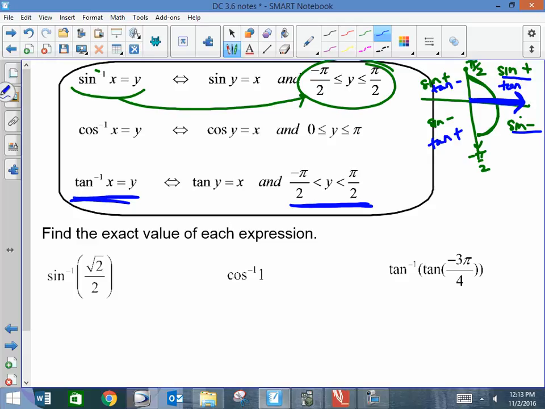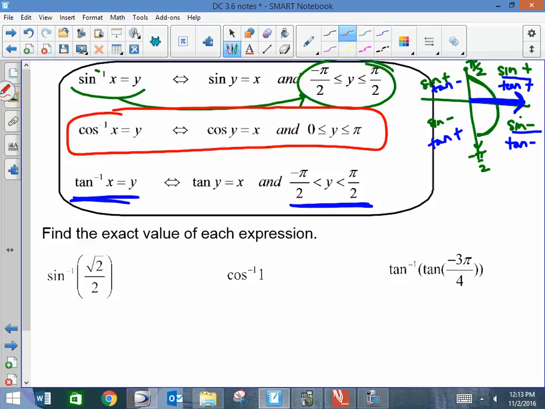Negative. Tangent, of course, is positive here, and tangent is negative there. So we catch all the positive tangents and all the negative tangents if we grab those two quadrants. Okay. However, look at inverse cosine. They're different.